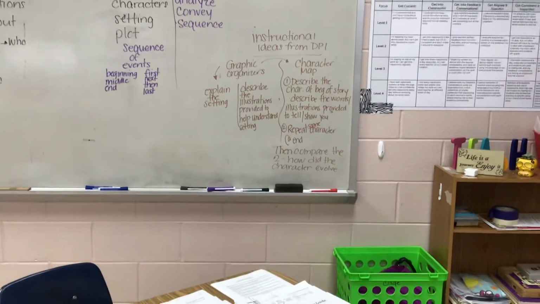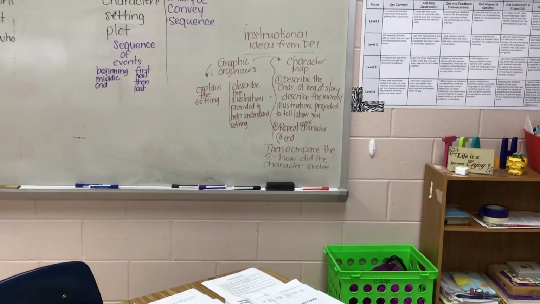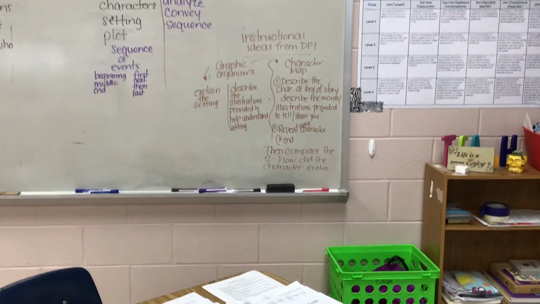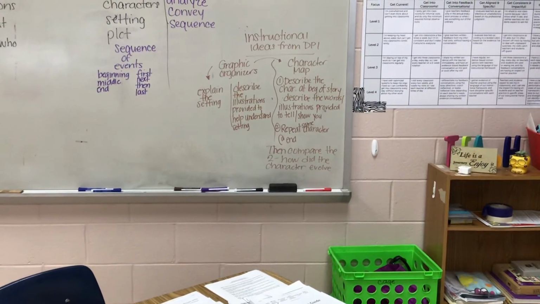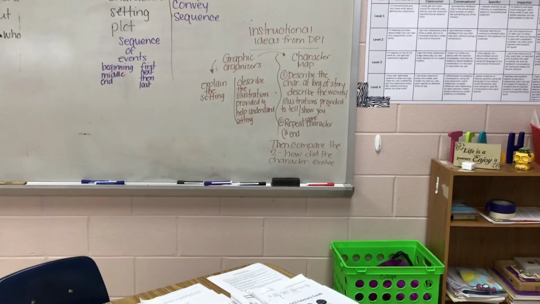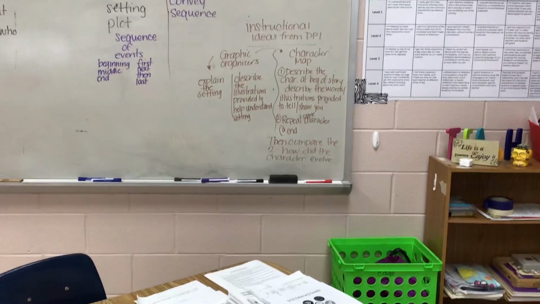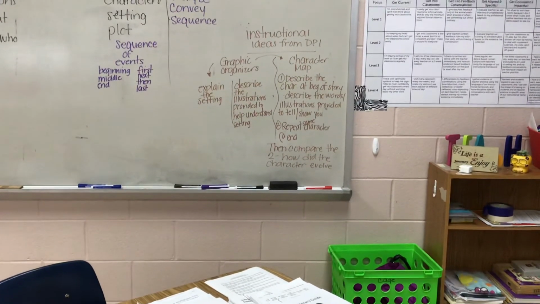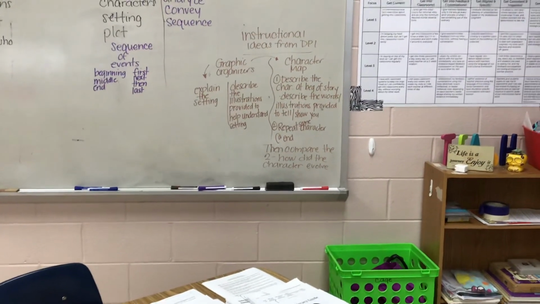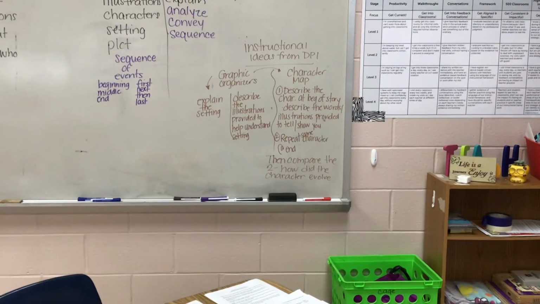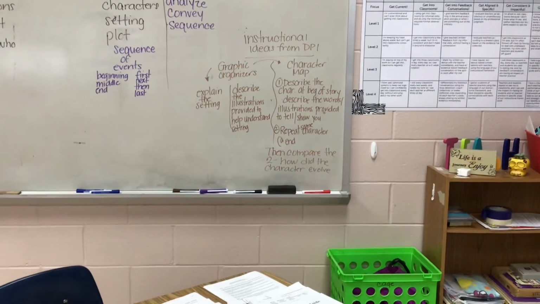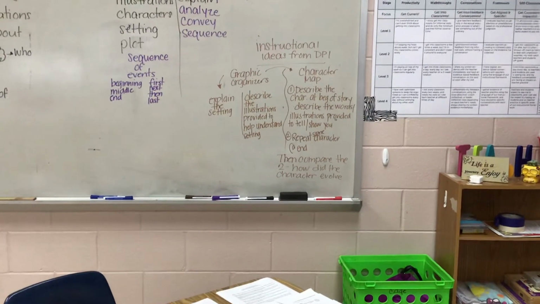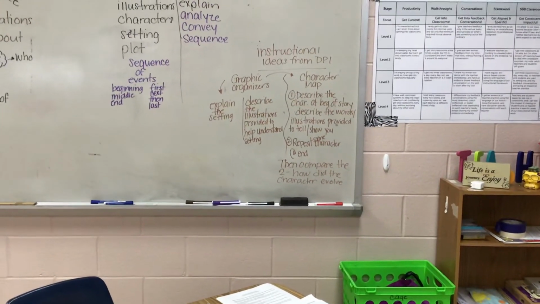They can describe the character at the beginning of the story and describe how the words and the illustrations provided show and tell about the character. And then you do the same thing at the end of the story with the same character, and then you compare the two. How did the character evolve from the beginning of the story to the end of the story? Modules 13, 14, 15, 16, 17 in the guided reading book all are tied to character development.